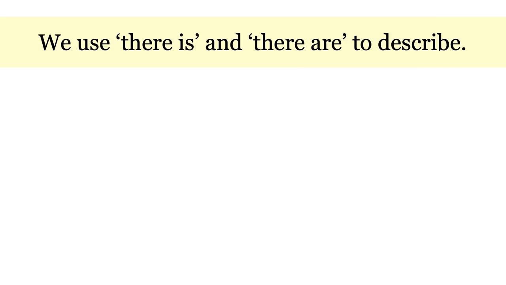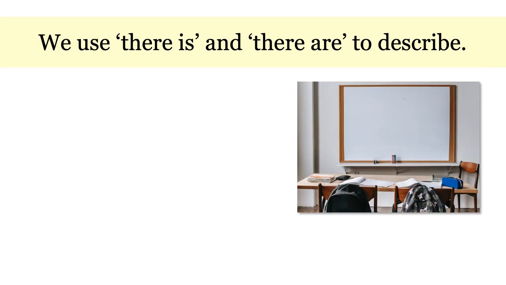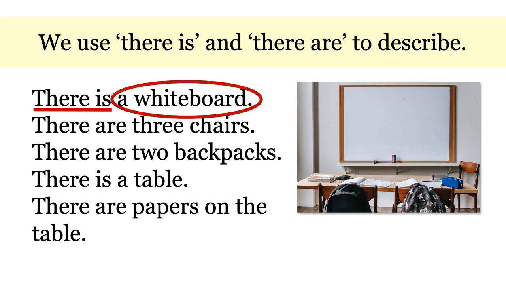We use there is and there are to describe. We use them to describe a place or tell about what is in a place. Look at this classroom. What do you see? There is a whiteboard. There are 3 chairs. There are 2 backpacks. There is a table. There are papers on the table. All of these sentences describe the classroom. Notice that there is goes with a singular noun and there are goes with a plural noun.